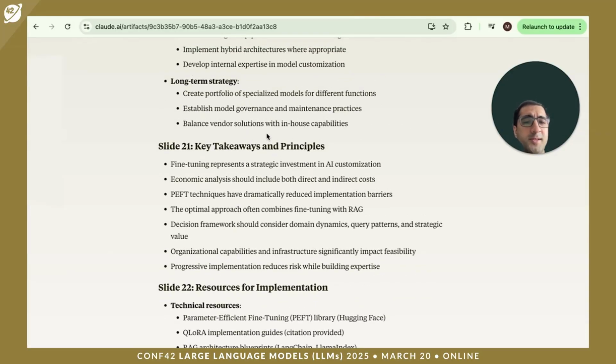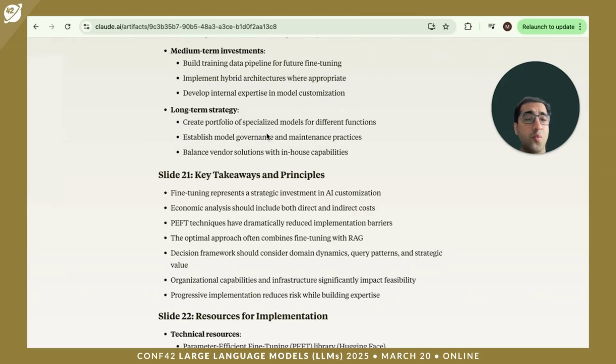Yep. So this is, on a really high level, what this is all about: why use fine tuning, and why is that important for every business? Stay tuned for more talks in the future.